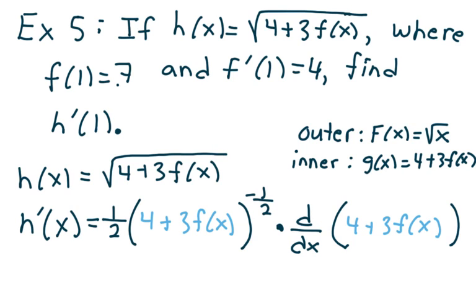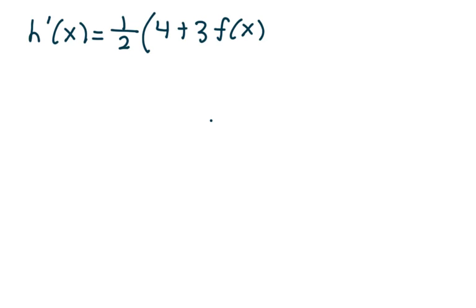Okay, so I'm going to say h prime of x is 1/2 of 4 plus 3f of x to the negative a half. So just power rule, but I'm going to multiply by 3f prime of x. But the question says I want h prime of 1.